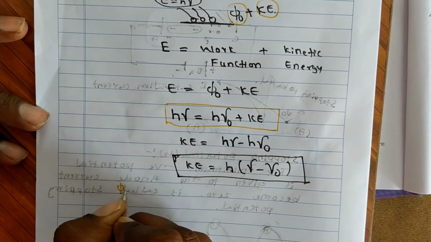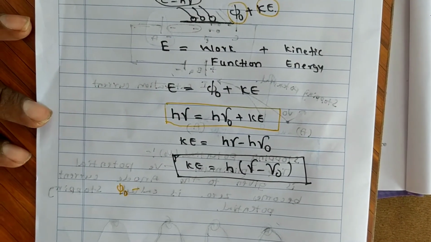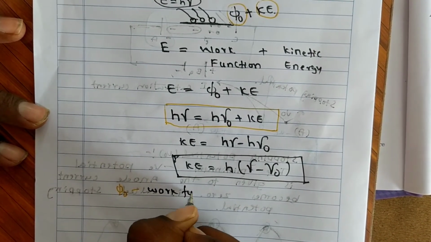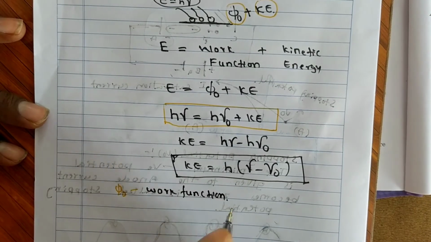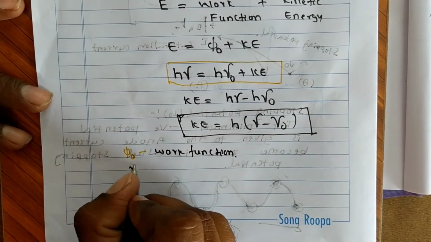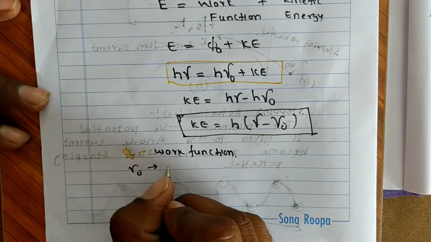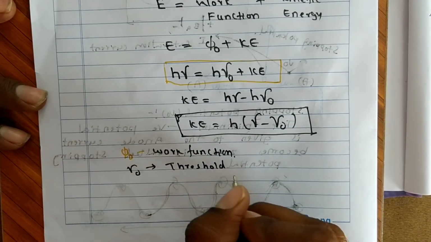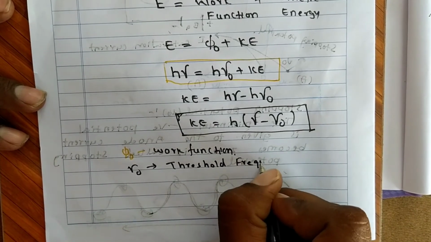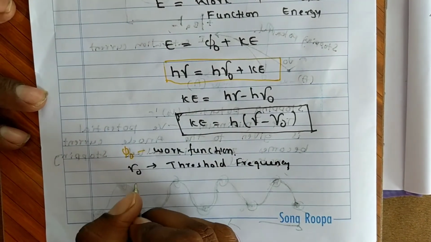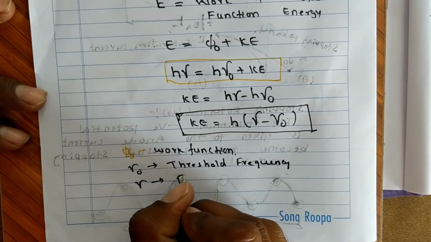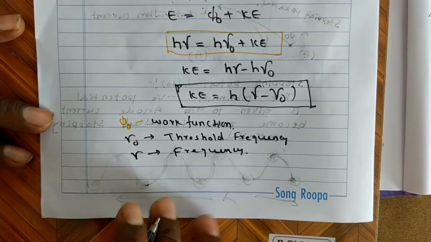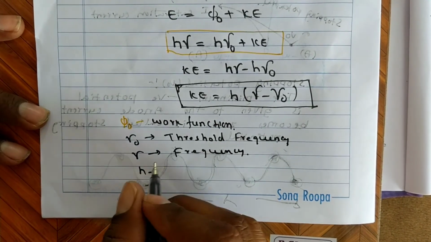Phi naught is nothing but the work function. Nu naught is the threshold frequency. Nu is the frequency of light. h is nothing but Planck's constant.